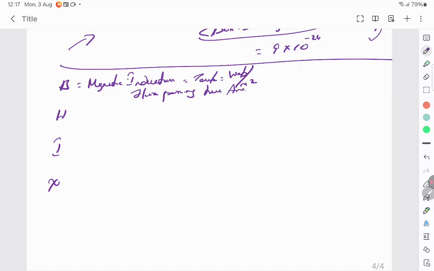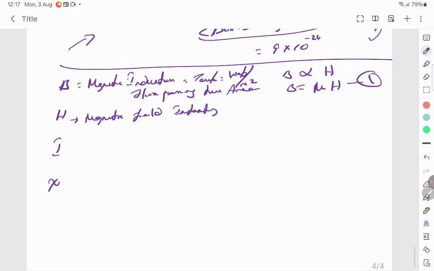But however, they won't accept this answer. They'll expect you to write B in a medium. Magnetic field of a medium is proportional to the H, which is magnetic field intensity. So H is nothing but magnetic field intensity. Okay, I'll come back to this. B is equal, since it's a medium, to mu into H, not mu naught into H. This is the very first equation.